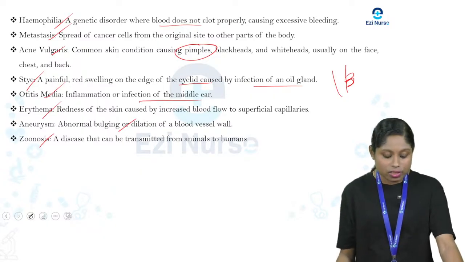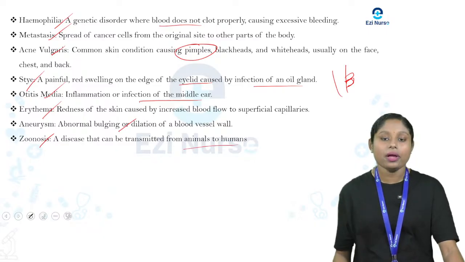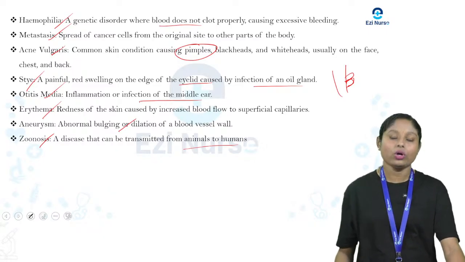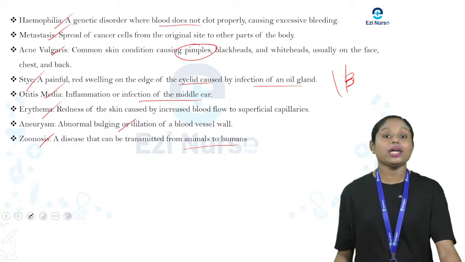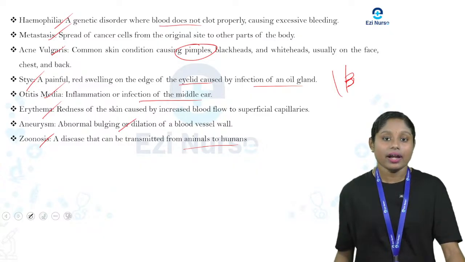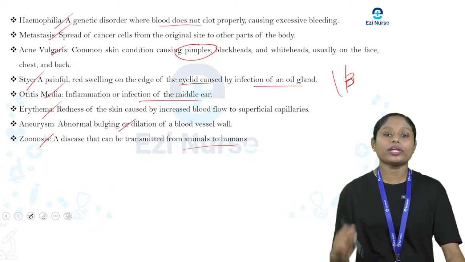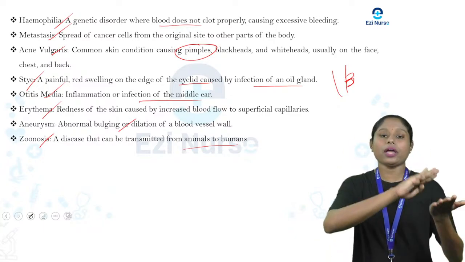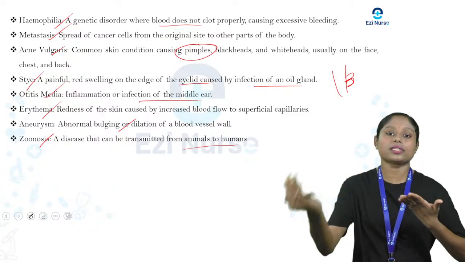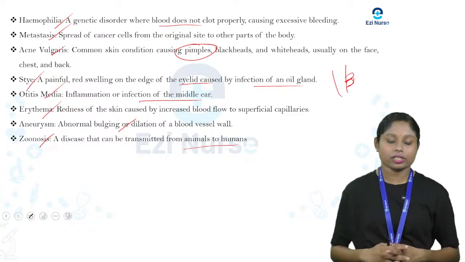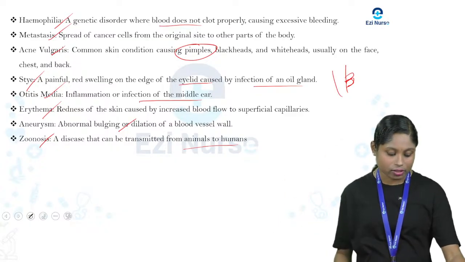Zoonosis. What is zoonosis? It's a disease that can be transmitted from animals to humans. An example is Nipah virus. Nipah virus is a disease that is transmitted from animals to humans. That is a zoonotic disease. If a human being is getting the disease from animals, it is a zoonotic disorder. Example, Nipah virus.